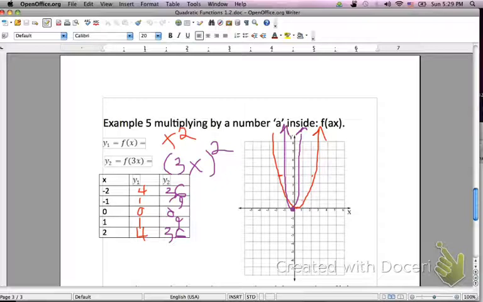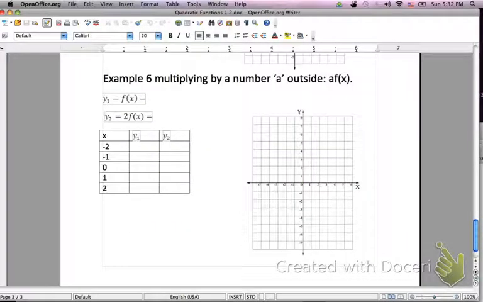Okay, so how could we describe this? Well, the terms we're going to use in this class is that it horizontally shrunk. So we took all of our values and pushed them closer to the y-axis. So multiplying by a constant, if the constant is greater than 1, like 3, is going to horizontally shrink our quadratic function.